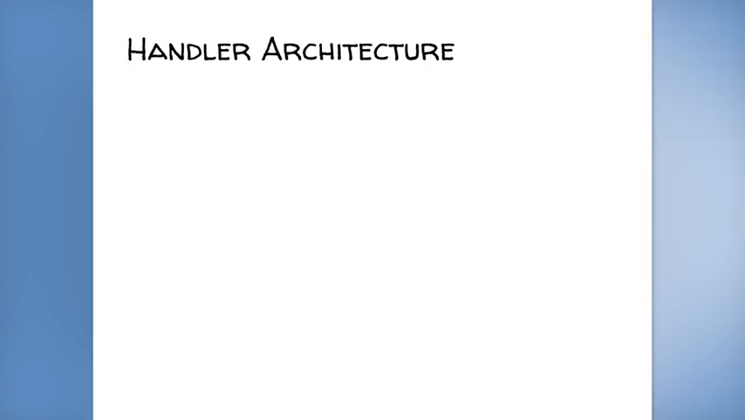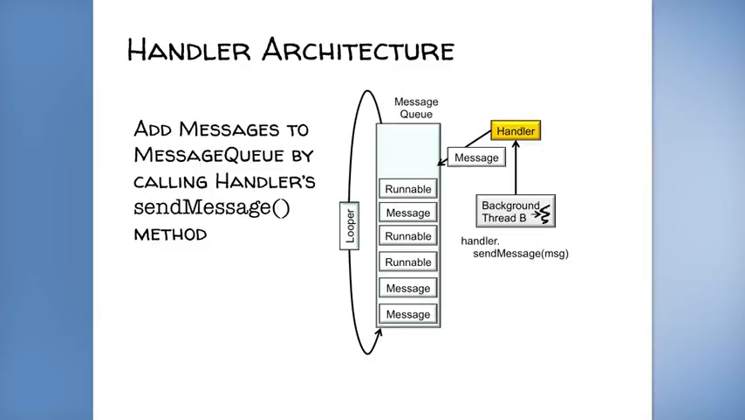Now something pretty similar happens with messages. And this graphic depicts a thread B that has created a message and that has used a handler's sendMessage method to send that message to the handler's thread. When thread B does this, the message is placed on the message queue associated with that handler.